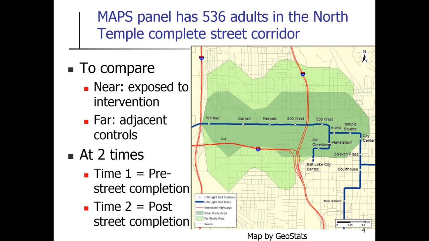And we had the kind of design that Brian was just talking about. We were looking at whether people living near the new light rail stops going in, and the bike path and better sidewalks, were more likely to take advantage of those features compared to people who were further away from the intervention site. And we were able to compare both before and after the complete street intervention.